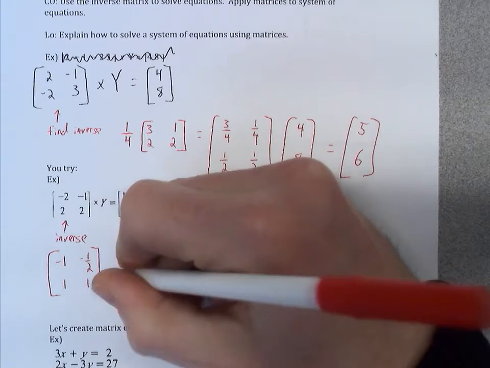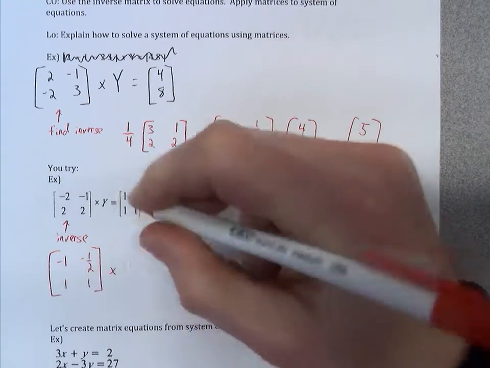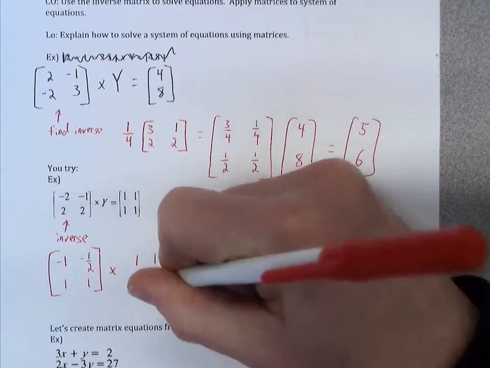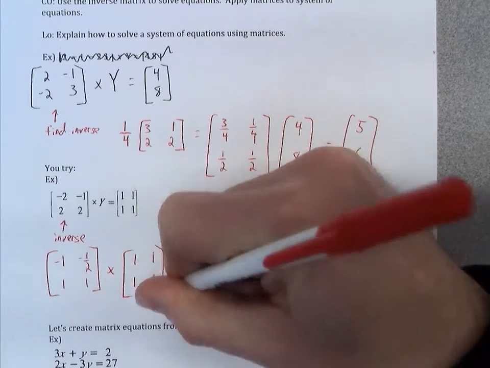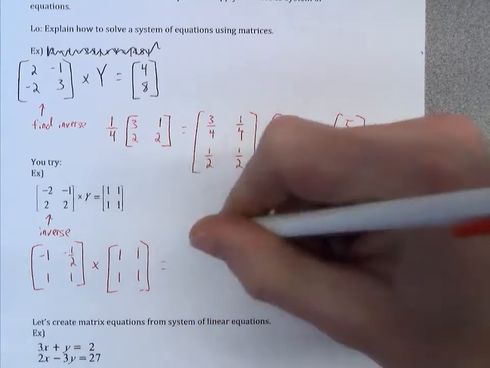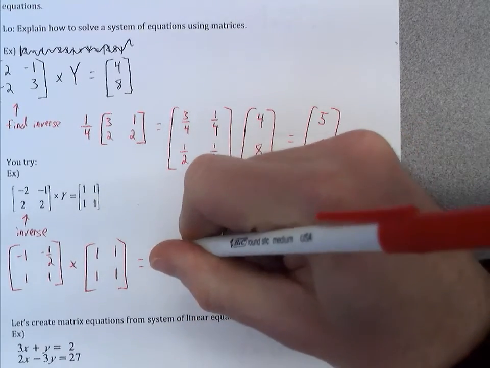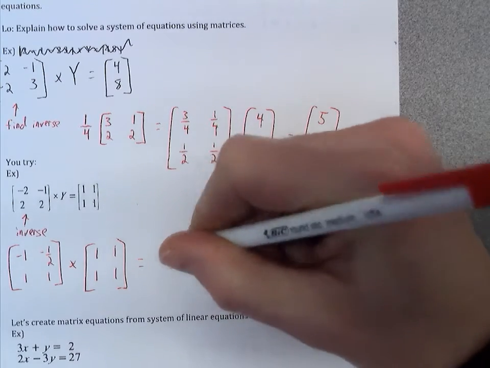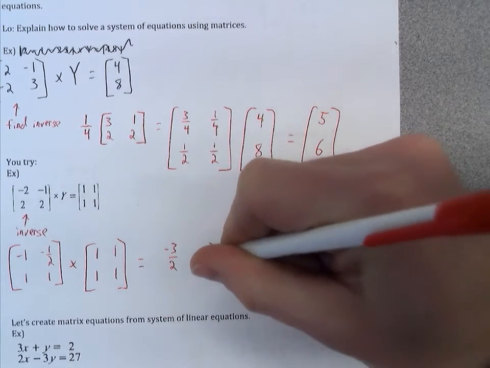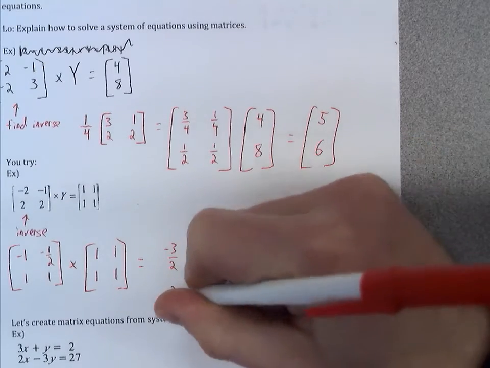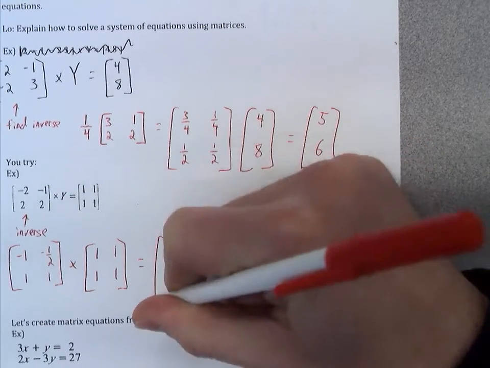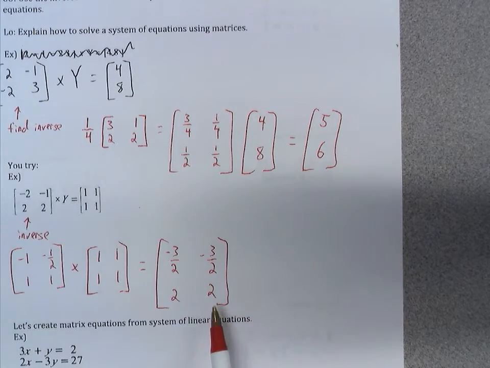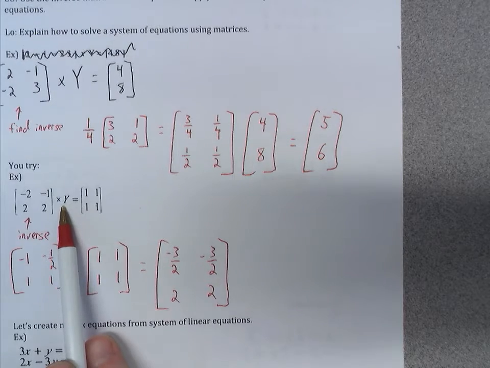And now I'm going to take that and I'm going to multiply it by this matrix, which is a 2 by 2. And when I do that, I get another 2 by 2 matrix that has the numbers -3/2, -3/2, 2, and 2. And there's our solution. So this matrix here is what y equals.